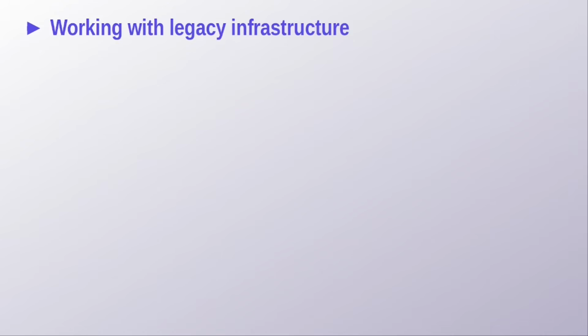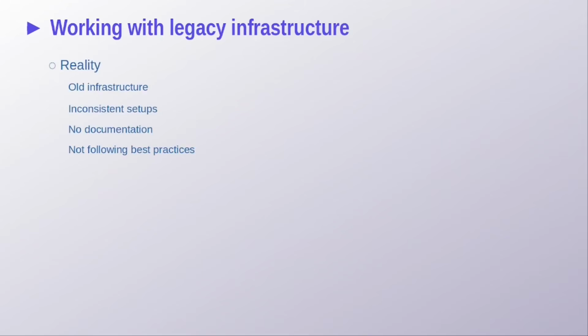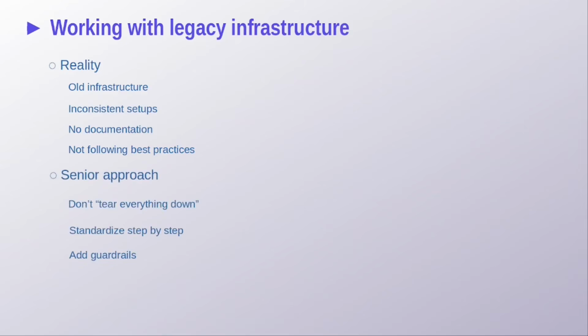Working with legacy infrastructure. Reality check. Legacy systems are old, inconsistent, poorly documented, and usually very important to the business. Standard approach: don't destroy everything. Import gradually. Wrap legacy resources with a module. Next, standardize slowly. And finally, add guardrails. The goal is not perfection, it's control.